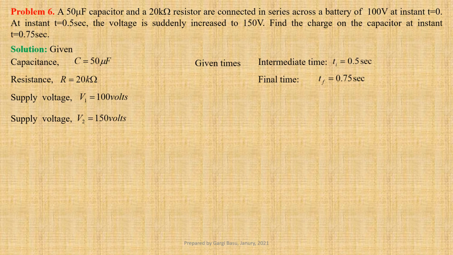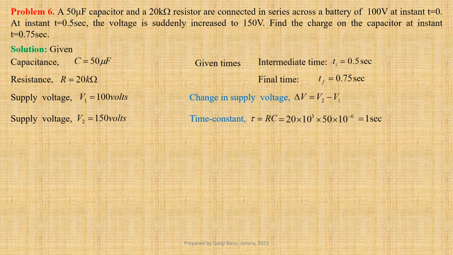Let us calculate the time constant of this circuit. Tau equals R into C, that is equal to 20 into 10 to the power 3 into 50 into 10 to the power minus 6, that gives us 1 second. Change in supply voltage delta V equals V2 minus V1, that is 150 minus 100, that gives us 50 volts. Let us solve this problem using superposition theorem.